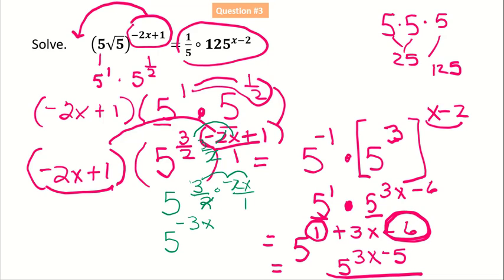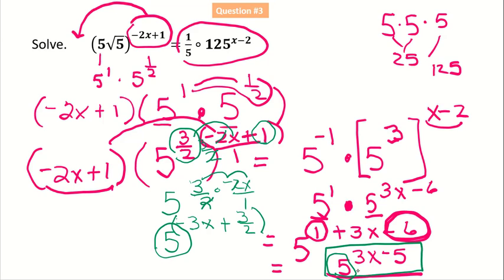We still have this 1 over 1, and we're multiplying by 3 halves. So 3 halves times 1 is 3 halves. Okay, so this is what the left hand side looks like, and this is what the right hand side looks like. Now we have that same base, so we can consider the exponents as being equal.